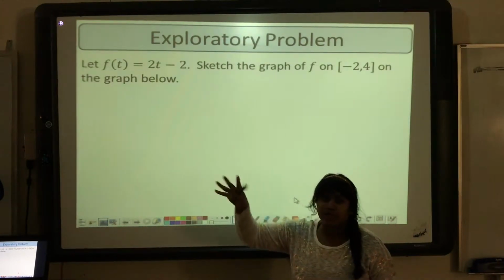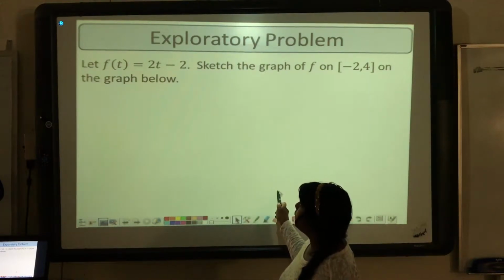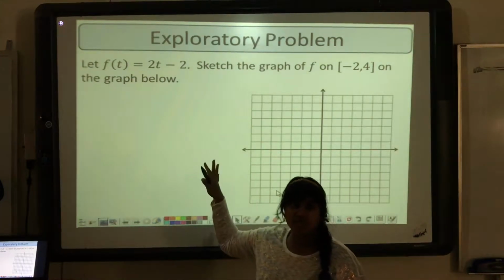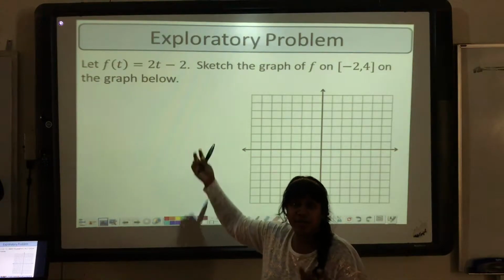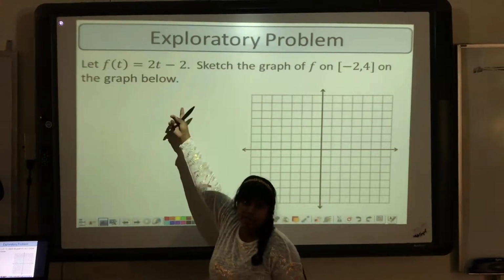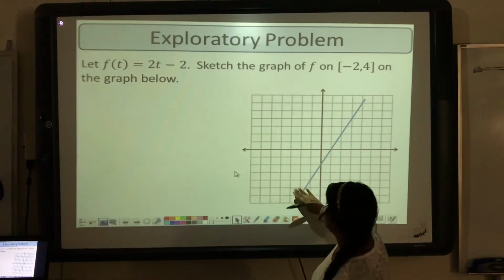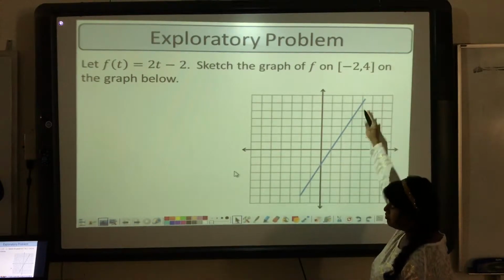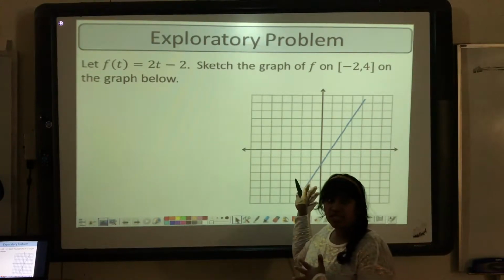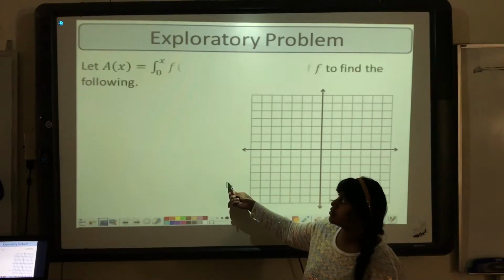So let's approach this function, f of t equals 2t minus 2. Well, first things first, we're going to ask us to sketch this graph. What kind of graph is this? What kind of parent function is this? It's a linear line, right? With a y-intercept of -2 and a positive slope of 2. And so that gives us this handy-dandy line right here. And because of this, now we can approach some definite integral questions. So let's look at those questions.